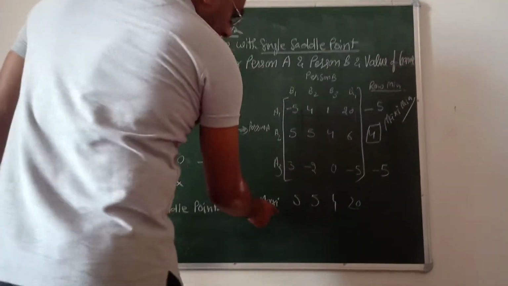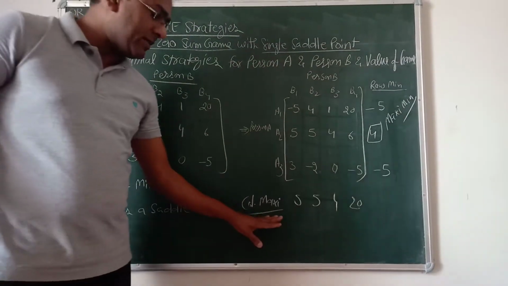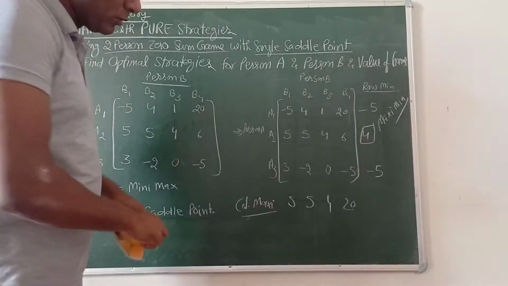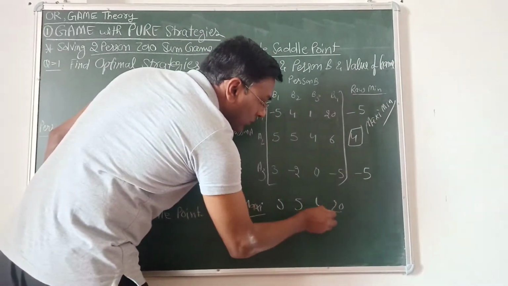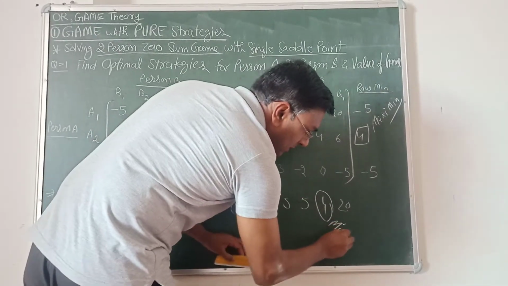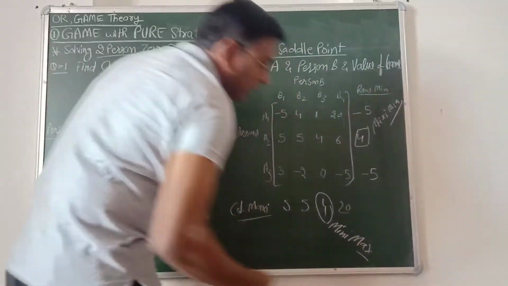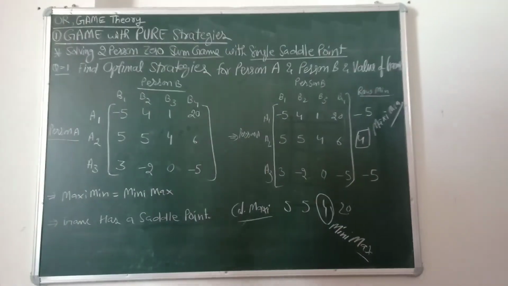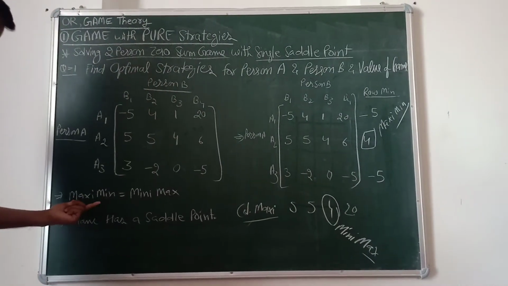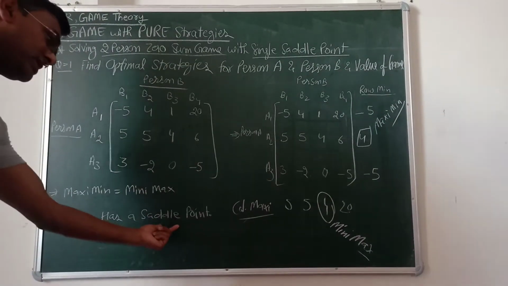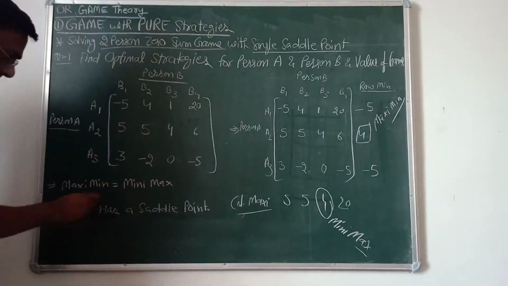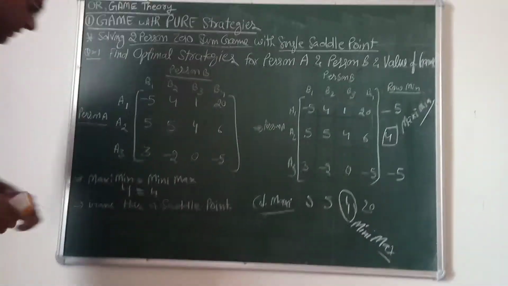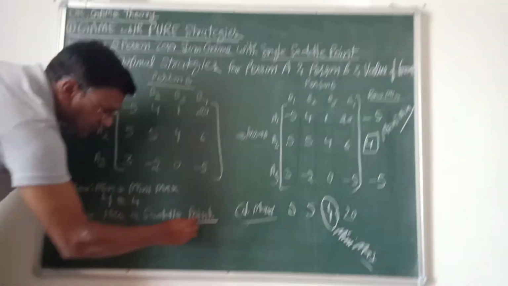And similarly, as B has to minimize his maximum loss, now we have to find the minimax value here. From here you will see that the minimum value is 4. Okay, and this is the minimax value. Now we have to check whether the maximin value is equal to the minimax value. If the maximin value is equal to the minimax value, we can receive the saddle point. Now you will see that the maximin value is 4 and the minimax value is also 4. As these two values are equal, we can say that we have received a saddle point.